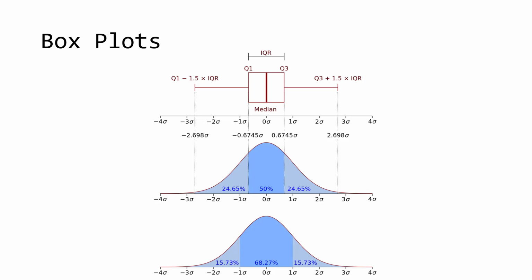The third plot shows, in the middle, the plus or minus 1 sigma range with about 68% of the data. Outside of that range lives about 16% of the data on either side.